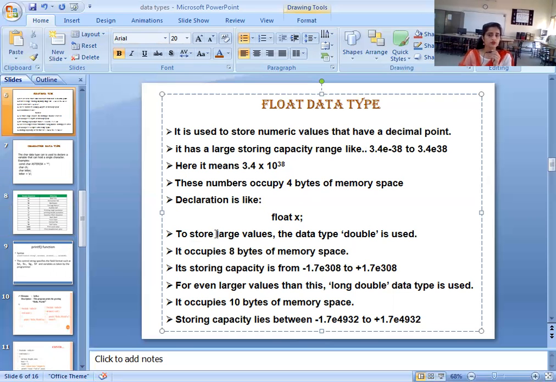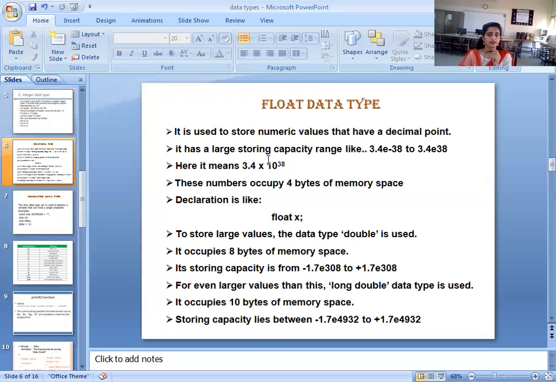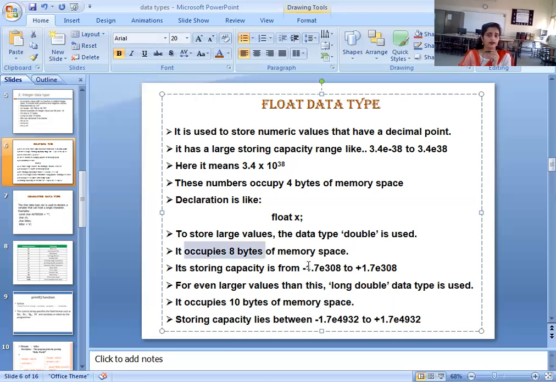Okay, then it is used to store larger values than this 3.4 into 10 raised to the power 38, then we could use double float, right? Double only could be used as a keyword for the float. It will occupy 8 bytes of memory space, and its range will be from 1.7 e minus 308, e means into 10 raised to the power minus 308, to plus 1.7 e into 10 raised to the power plus 308, right?